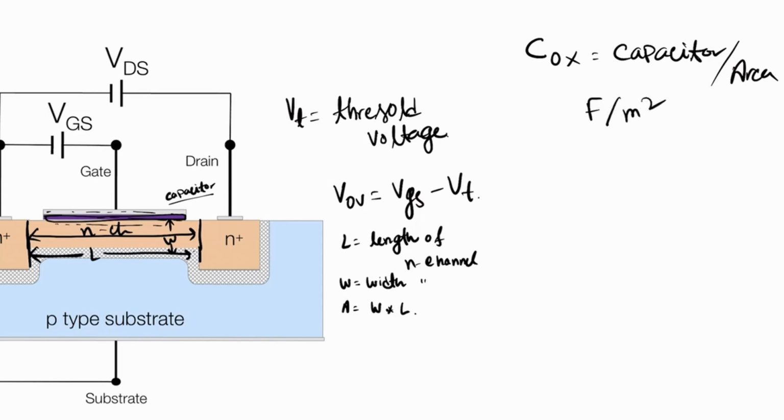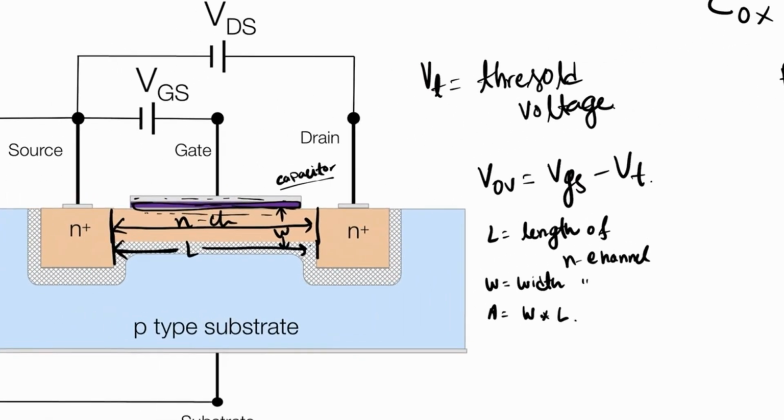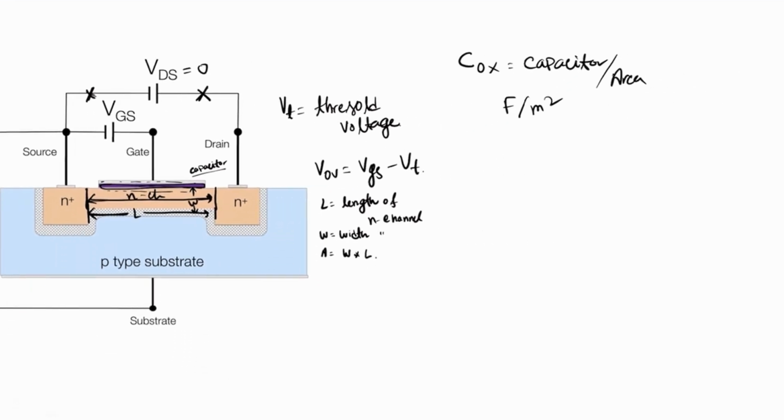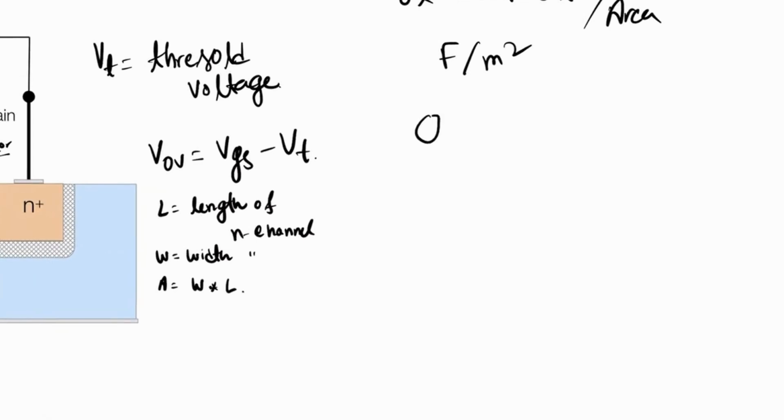Now we need to calculate the charge due to this VGS. At that time VDS is not connected, that means VDS is equal to 0. At that time the only voltage source is the VGS. So now we need to calculate the charge in this area. So the formula of the charge is Q is equal to what? C into V.